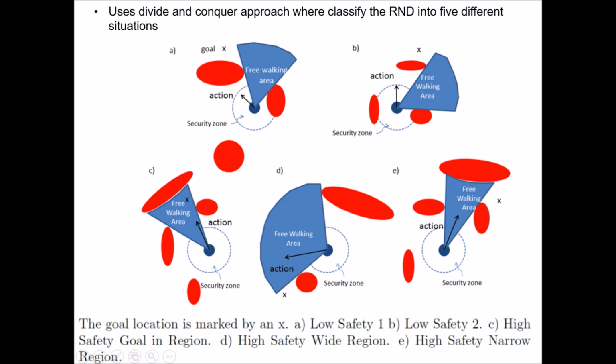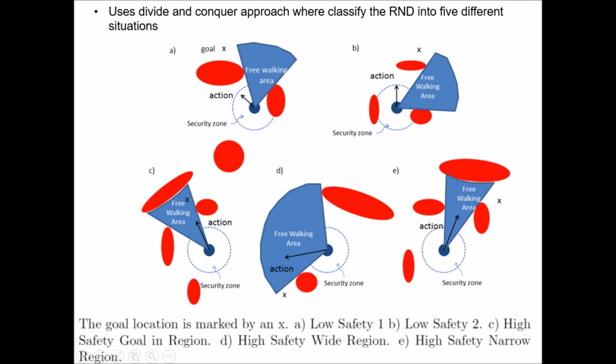For this particular case, we have the goal location after the obstacles, and we have only one free space. For the second case, the same thing, we call it the low safety 1. This is the low safety 2. For the low safety 2, we have the goal location after the obstacles, and we have 2 valleys in order to go to the goal direction. So A and B are known as the low safety cases.